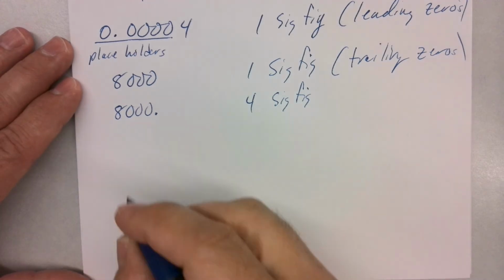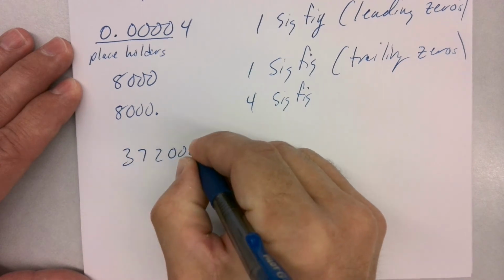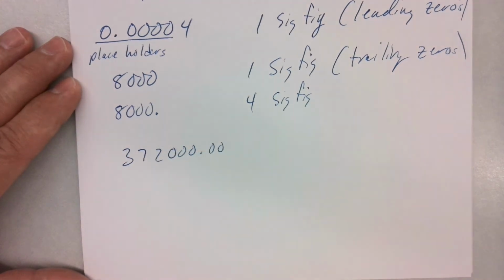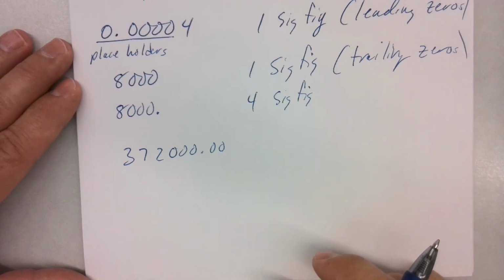Okay? So if I wrote down this, and I said, how many significant figures does that have in it? I got 1, 2, 3, 4, 5, 6, 7, 8, 9, 10, 11. Okay, who is number 7?